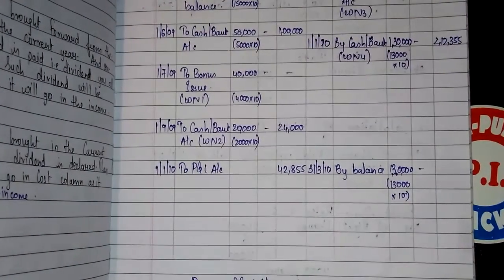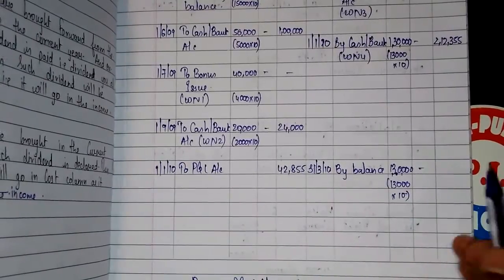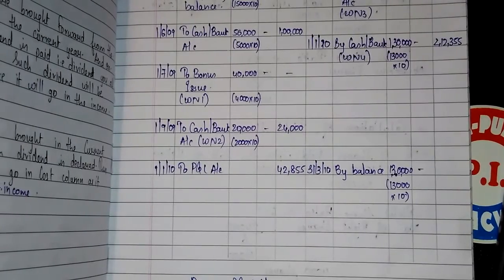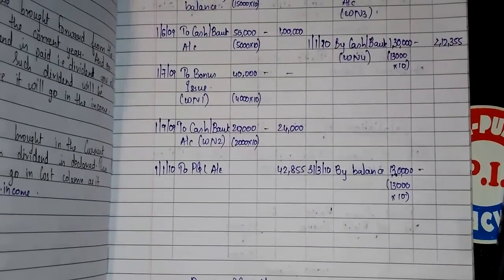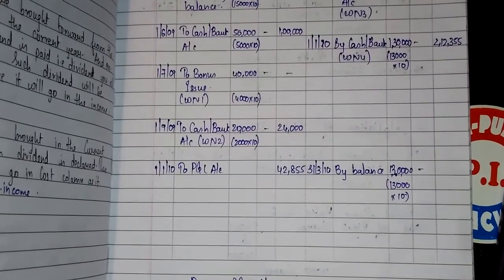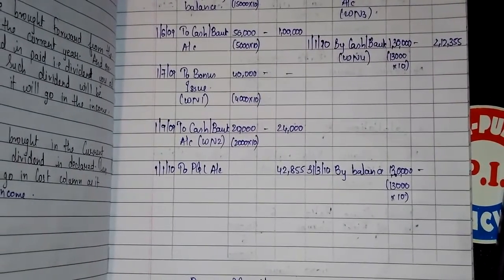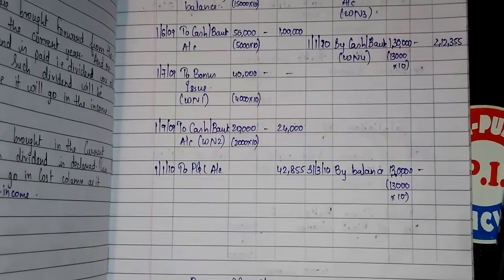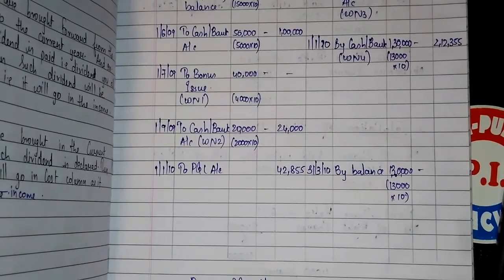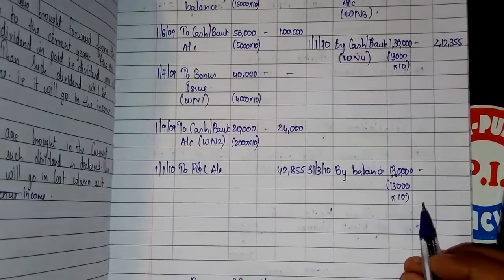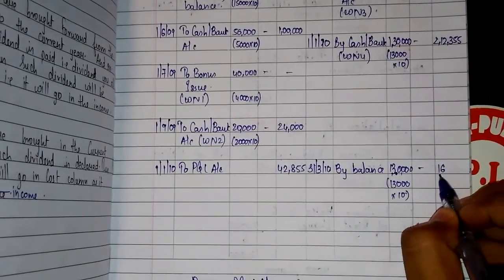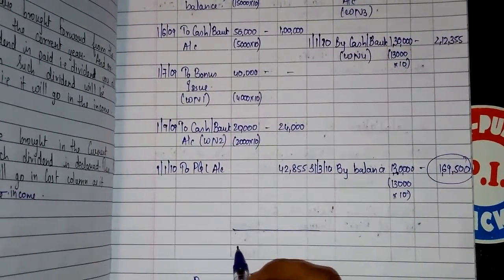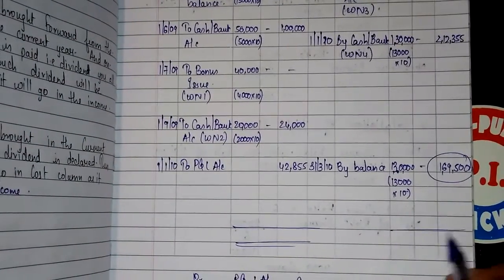That means we are having balance equity shares of 13,000. Income is dash, and weighted average means the balancing figure of the cost. So we need to calculate that. 2,25,000 plus 1 lakh plus 24,000 plus 42,855 less 10,000 less 2,12,355, which is equal to 1,69,500. This is the balancing figure. I hope you all can do this grand total on your own.